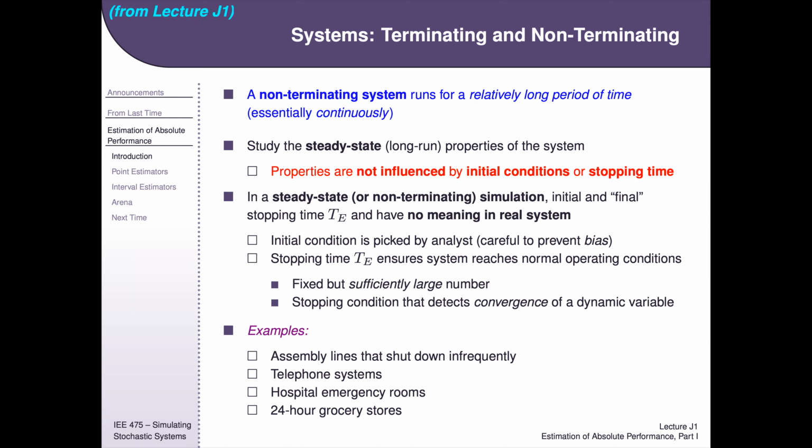So we, as simulation engineers, have to figure out how long to run the simulation in order to get that kind of statistical convergence. And that might be a large number, but we don't want it to be so large that it will end up just running forever. And so we'd like to make it as small of a simulation as possible that still reaches this statistical convergence. Examples of this are assembly lines that shut down very rarely, telephone systems that are open 24/7, hospital emergency rooms are a great example of this, 24-hour grocery stores, Walmarts, et cetera.